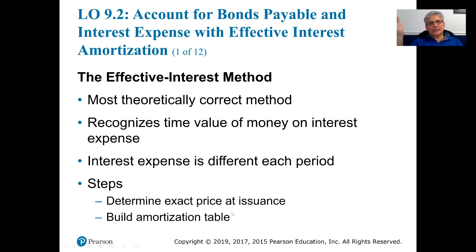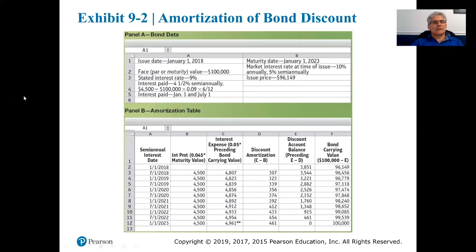We do that at the beginning when the bond is issued, so that after that first time, all we have to do is go look at the table and we know exactly what we have to compute. So let's take a look at an example here. We have an issue date of January 1st, 2018. Seems like it's the same date every time. It matures on January 1st, 2023, same deal.